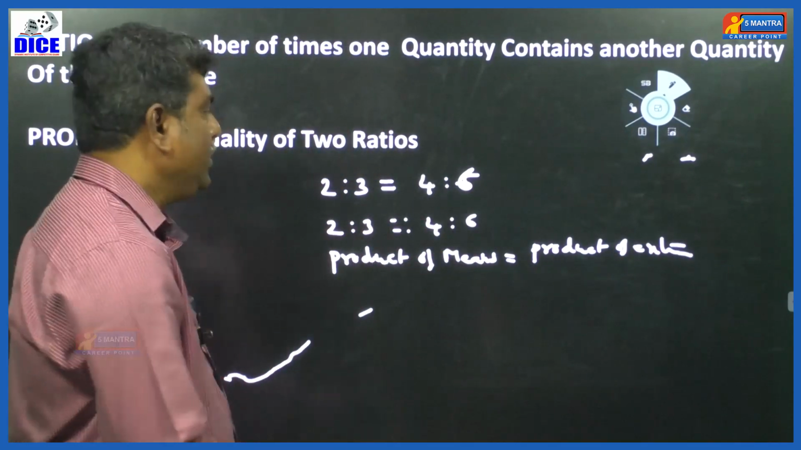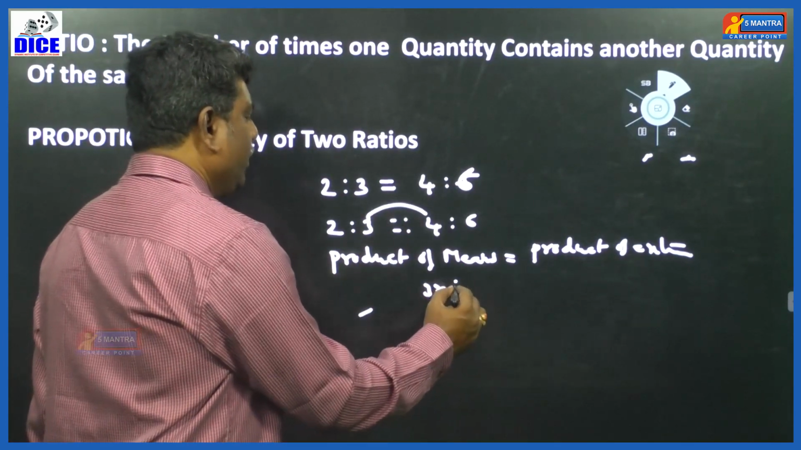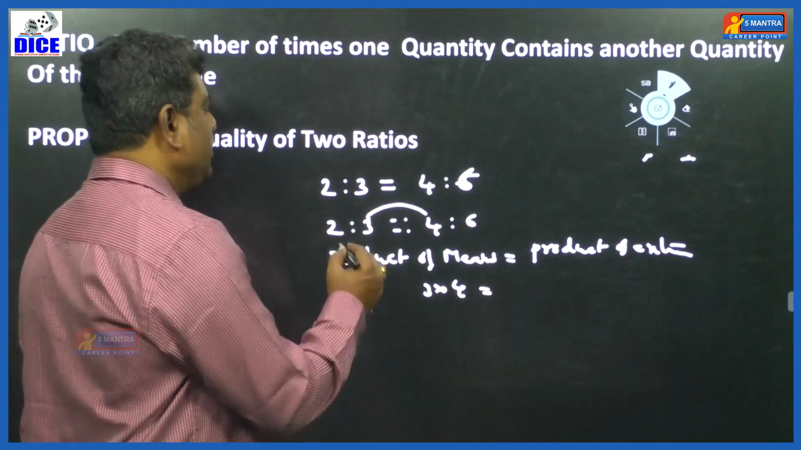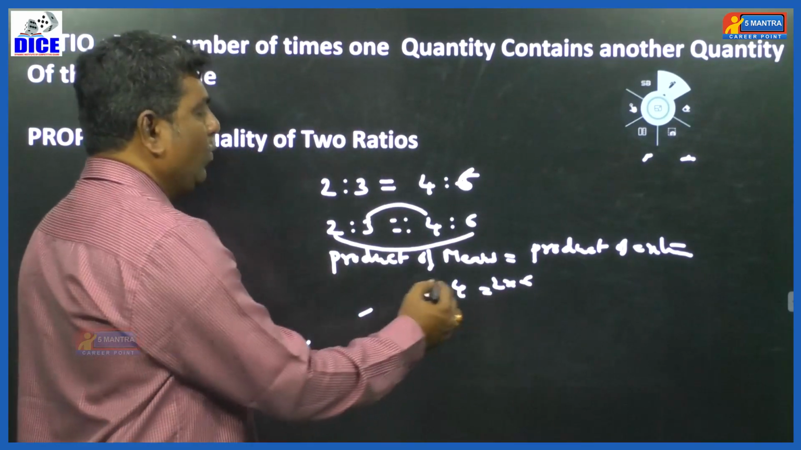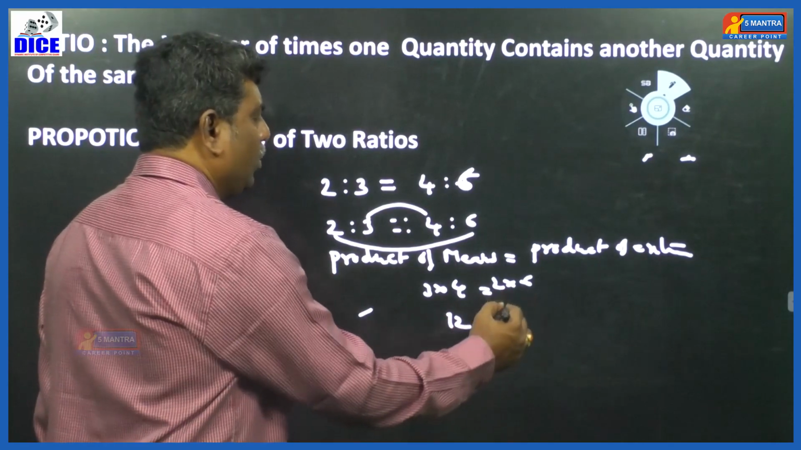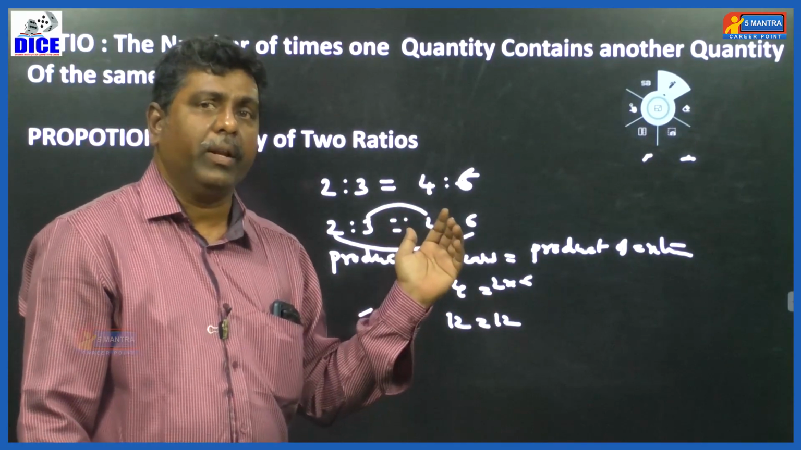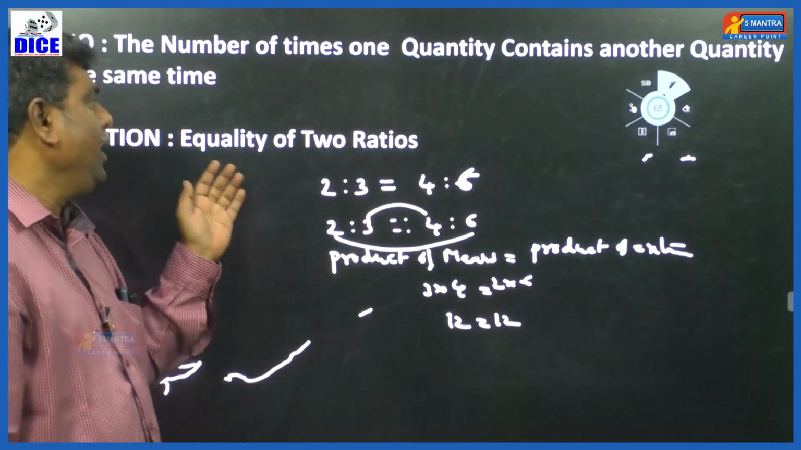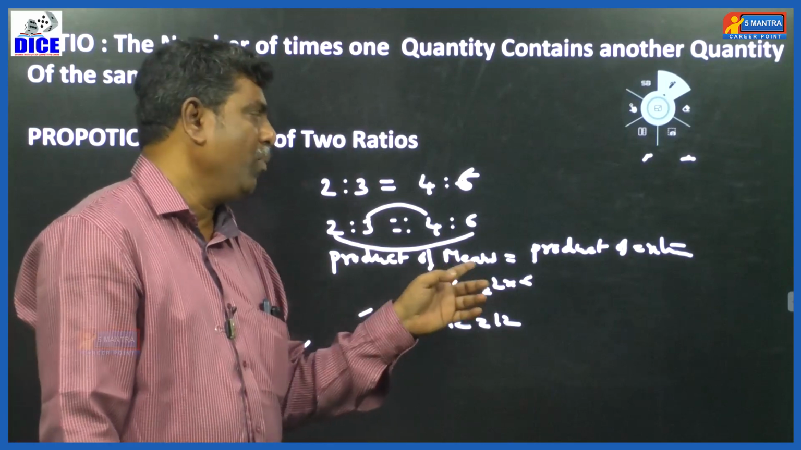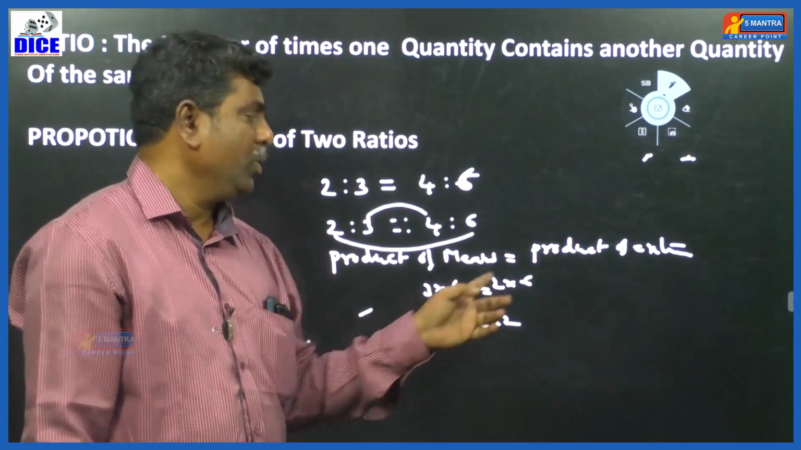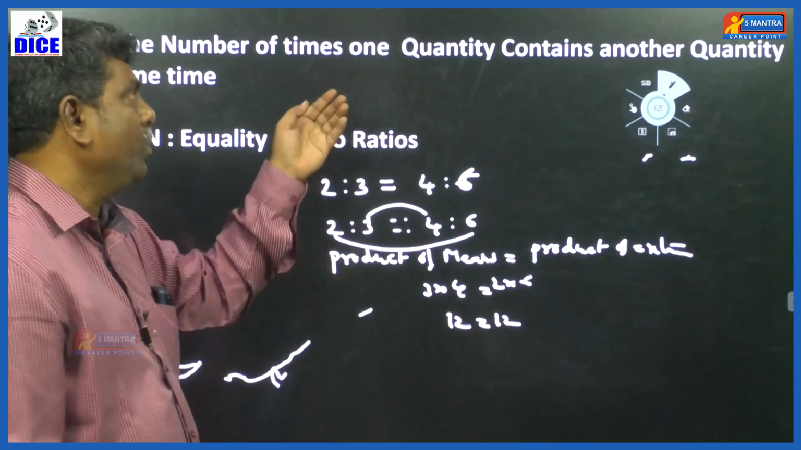What is the meaning? The means are these two terms, 3 into 4, is equal to the extremes, 2 into 6. 3 into 4 is 12, and 2 into 6 is 12. So in proportion, the condition is the equality of two ratios, and the formula is product of means equals product of extremes. These are the two basic definitions in ratio and proportions.